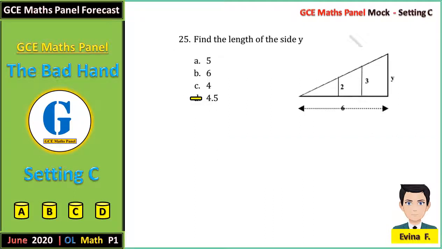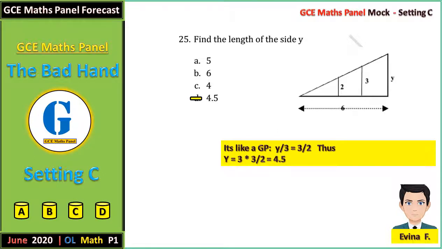25. Find the length of the side y. When you look at this question very well, it's just the same like a geometric progression. And in this particular case, we will have y divided by 3 to be the same as 3 divided by 2. And when we cross multiply, we are going to find that y is equal to 3 times 3 divided by 2, which is 4.5. The 6 is just there to distract. You can now use this value to calculate the area of this triangle.